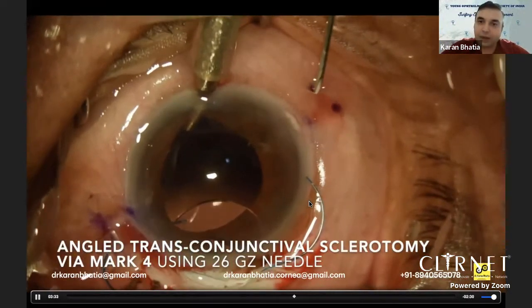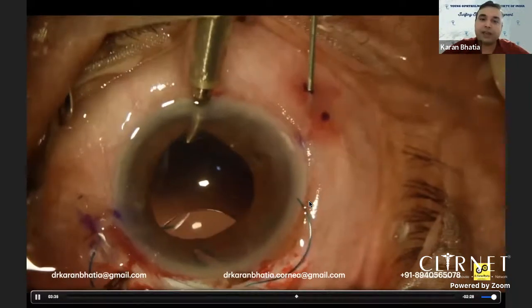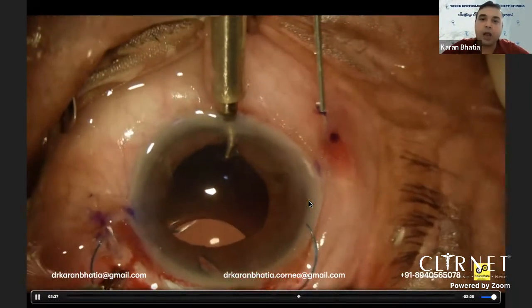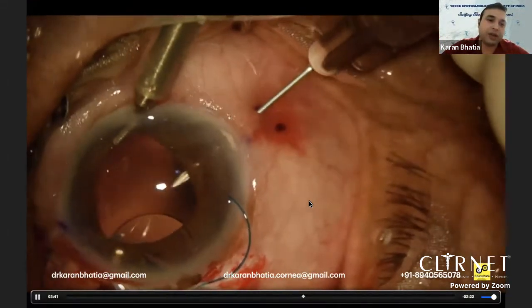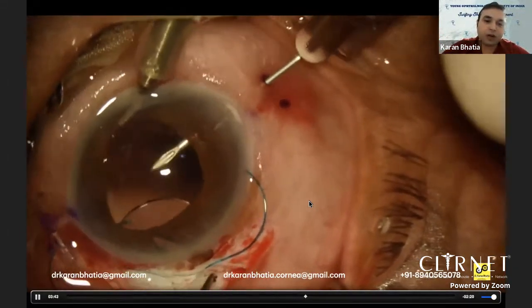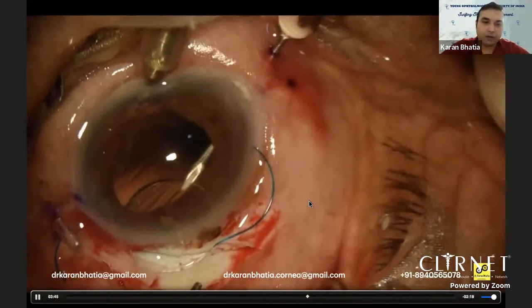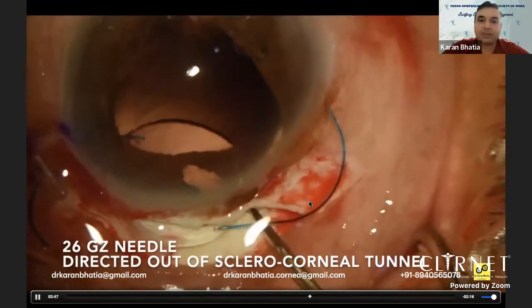Similarly, on the other side also, you do the same thing. Use a separate, fresh needle, slightly angled, and then a transconjunctival sclerotomy is done. And then again, this needle is brought out below the IOL, above the iris plane, out of the sclerocorneal tunnel.